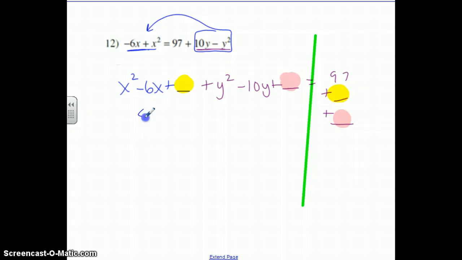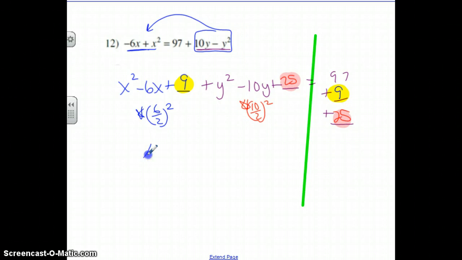So the star step here says take half of 6 and square it. Half of 6 is 3. 3 squared is 9. So I'm adding 9. The next thing says take half of 10 and square it. So that's 5. 5 squared is 25.